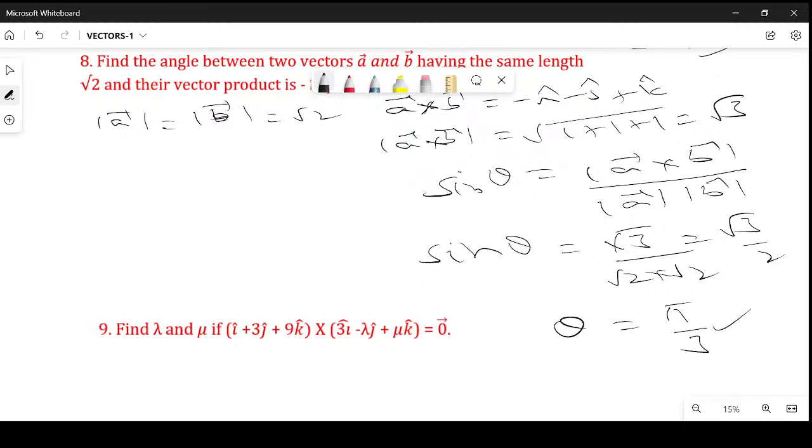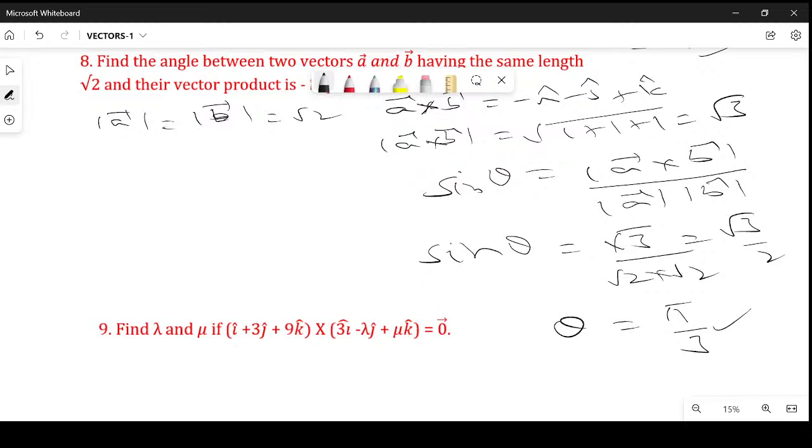I hope you understood this. This is a simple problem. Just by using the given information, we can find sin theta. Now you can see, find lambda and mu.